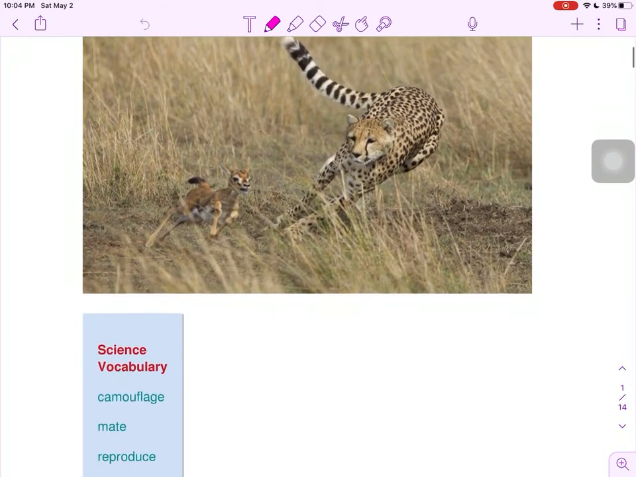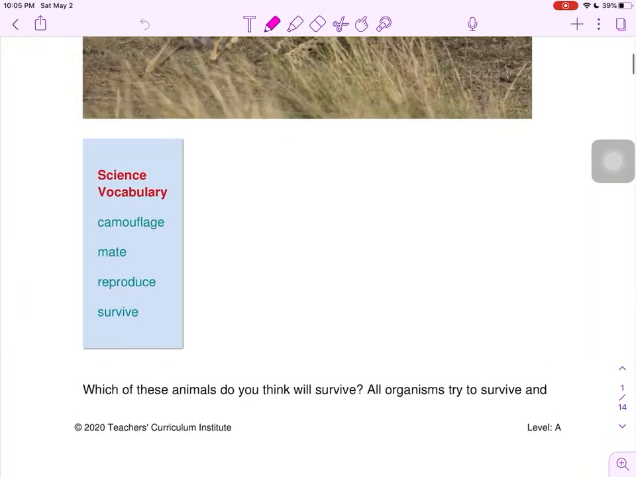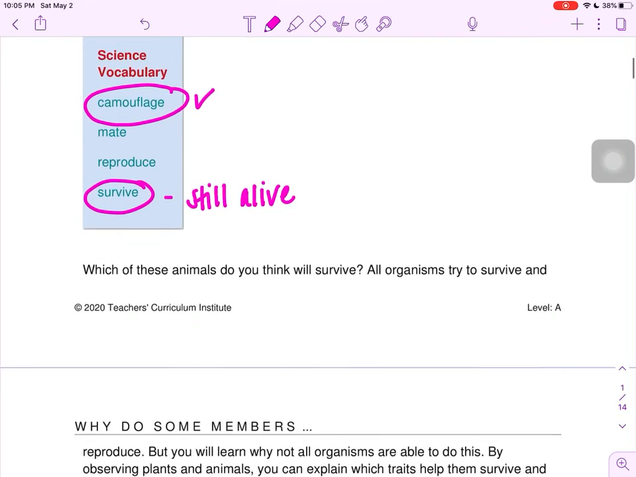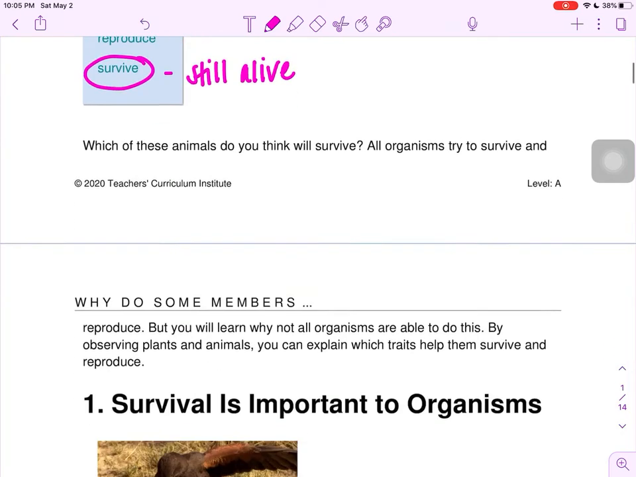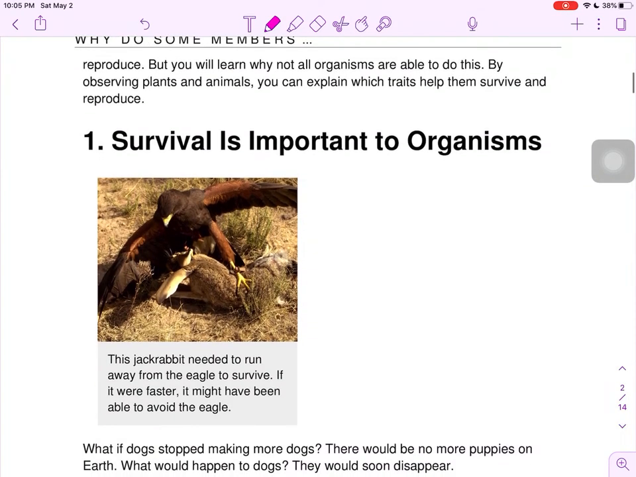All right, so we just tackled the intro, but some vocabulary. Camouflage, again, I think that we know what that is. Mate, we're going to talk about reproduce and survive. That just means you're still going to be living, still alive. I always think about you're still alive to tell the tale about how you survived. All right, so section 1 is what we're doing today.